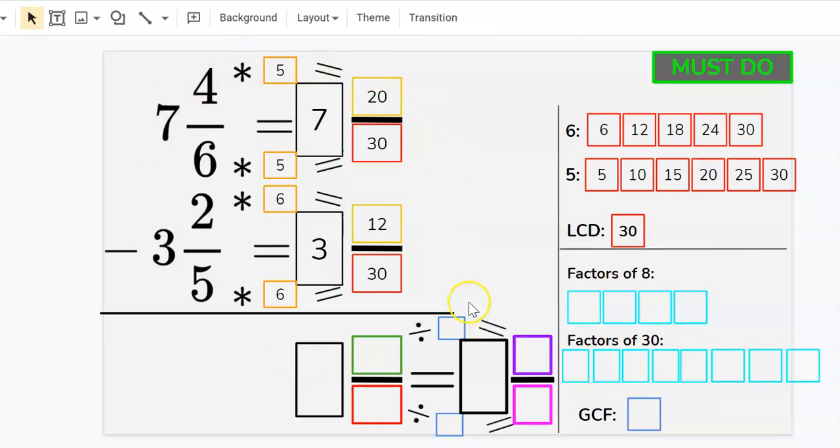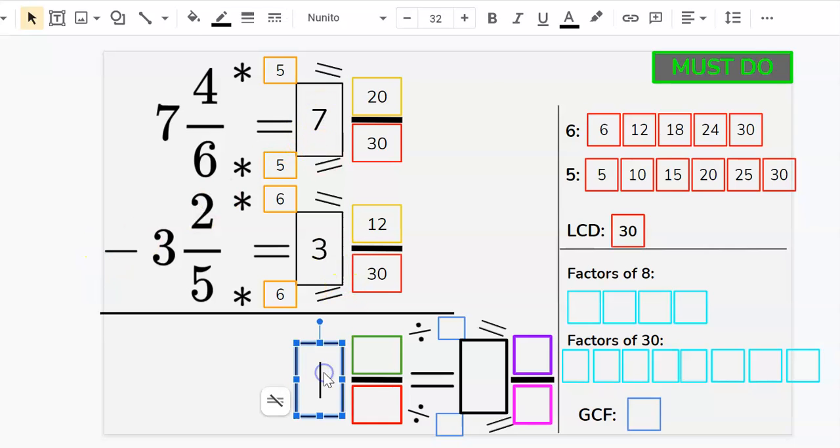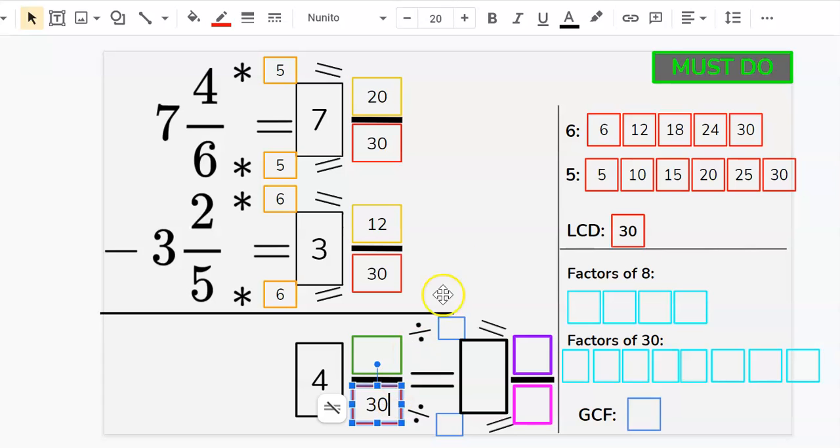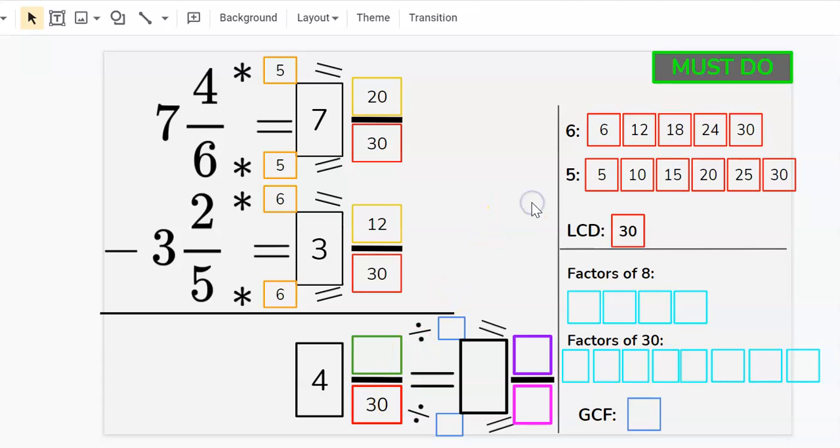Last week we would have added just like normal. Today we're subtracting because this is a subtraction problem. So I'm going to go ahead and subtract my whole number first. 7 minus 3 is 4. Remember, our denominator always stays the same because it's the number of pieces each was cut into. And then we subtract our numerators. 20 minus 12 is 8.